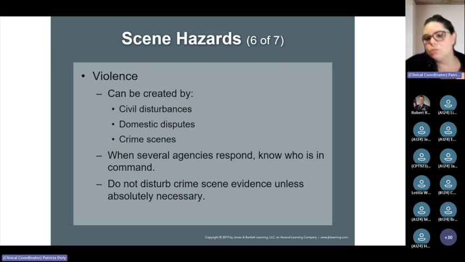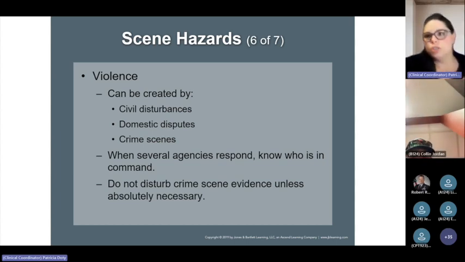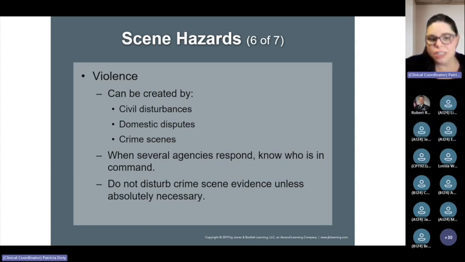When several agencies respond, know who's in command. That's so important. You can't just automatically assume it's you, okay? You need to find out. If you're the fifth person on scene, it's obviously not you, right? So you need to find out who the leader is over whatever is going on. Don't disturb crime scene evidence unless it's absolutely necessary, okay? If a perpetrator is still at the scene, they could reappear and threaten you or your partner.